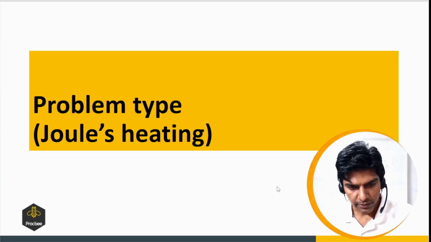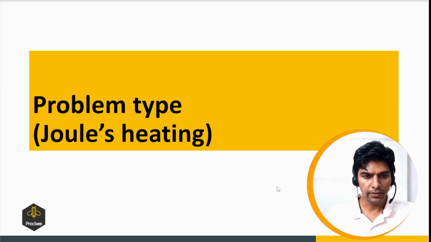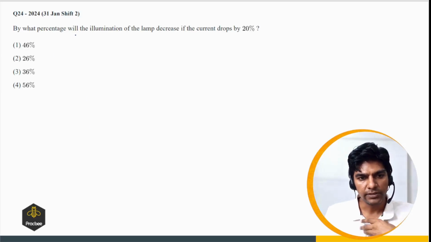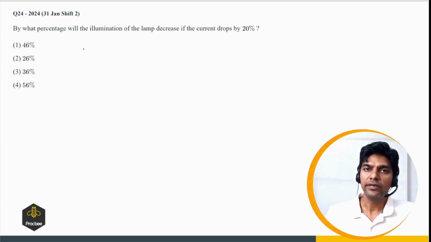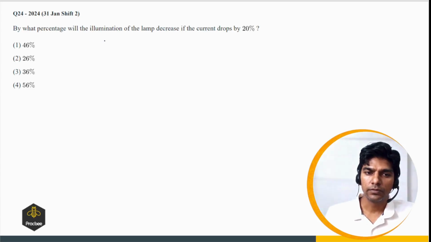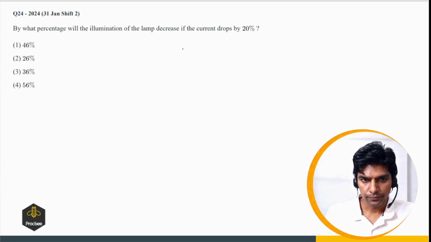Now let us see the next problem type, and it is based on Joule heating. So let us see the first question. By what percentage will the illumination of the lamp decrease if the current drops by 20%? Illumination depends upon the power dissipation, right? So we have to see what happens to the power.